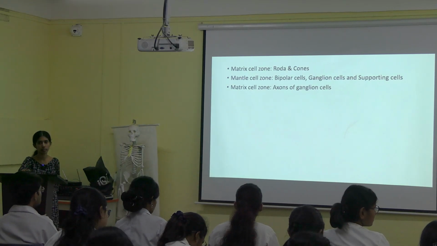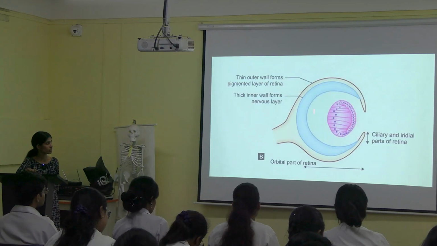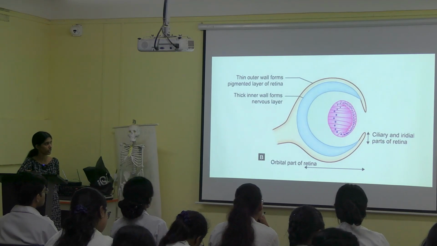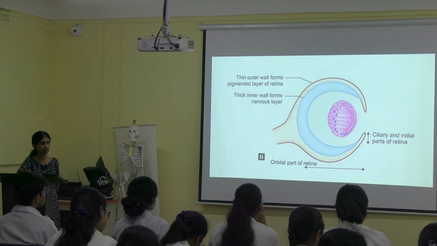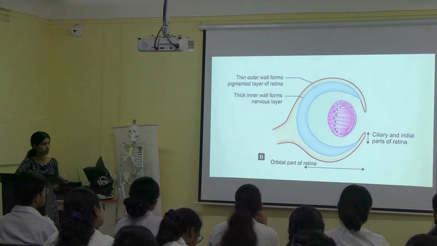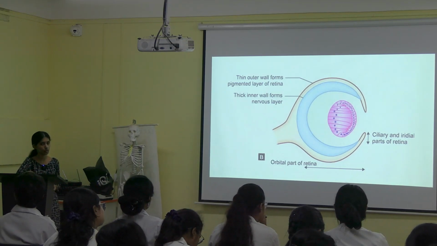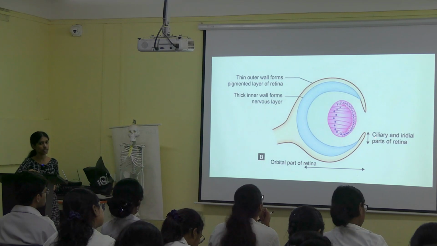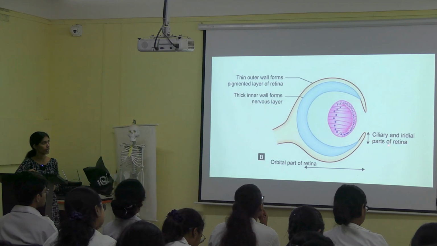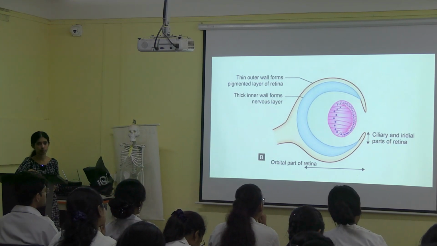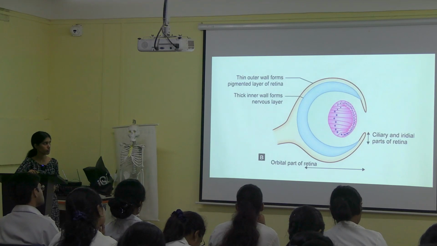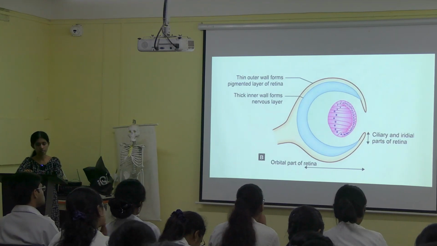Any doubts in the development of the retina? Okay. This is the structure I have explained here. You can check it. The proximal most part of the outer layer is going to form the epithelium of your ciliary bodies and also the iris. Okay. Any doubts?